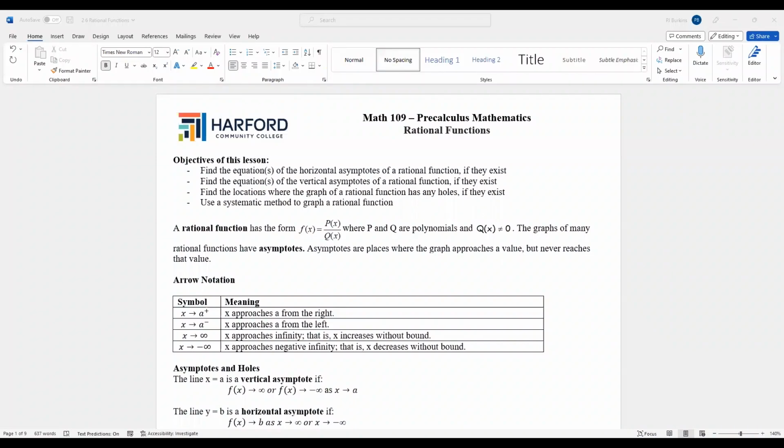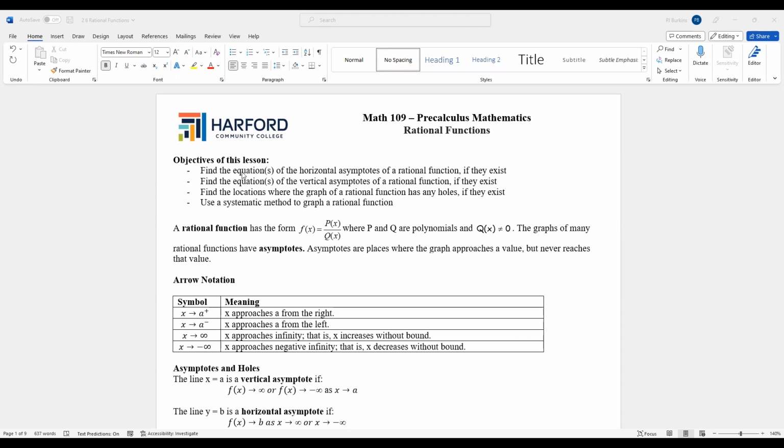For section 2.6, we're going to be looking at rational functions. Specifically, we're going to be talking about asymptotes and holes. So basically, we're going to be looking at what is a rational function, and then where do these functions, as we would say in math, blow up or go off to infinity, and where are there places where they have holes or openings within the function.